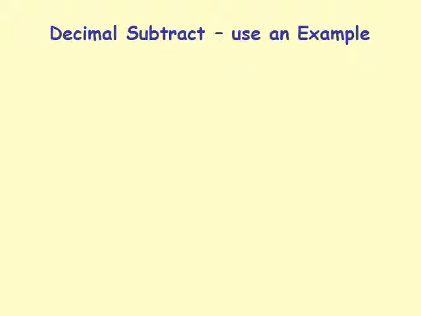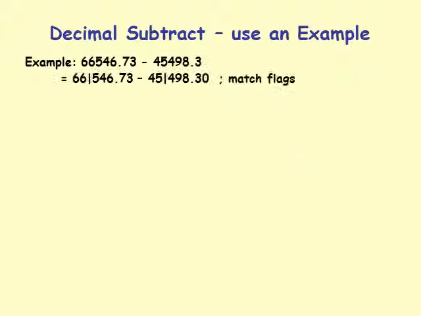Let's do examples for subtraction. Here is an example. We have 66546.73 minus the second operand, 45498.3. There are 2 digits to the right of the decimal in the first number, and there's only 1 digit to the right in the second number. So minus 2 is the flag here and minus 1 is the flag. Now we add a 0 to the right. Now there are two decimal positions after the decimal in both numbers, so the flag values now do match.